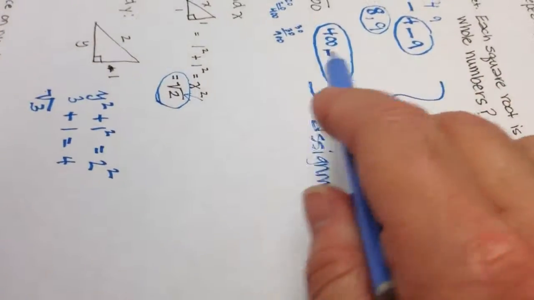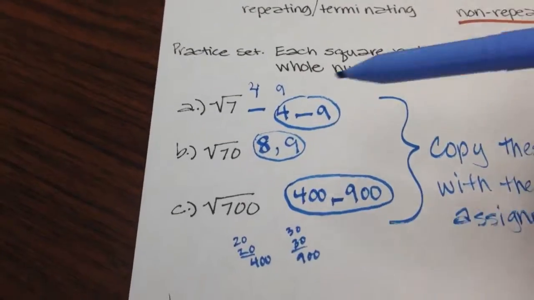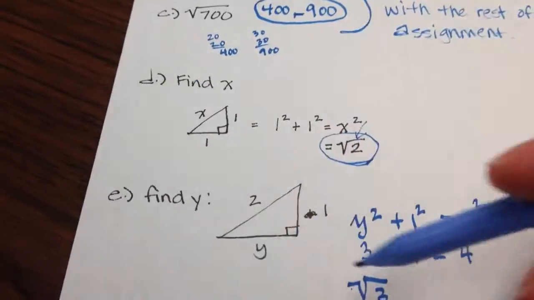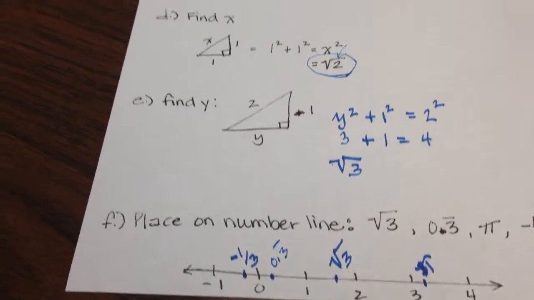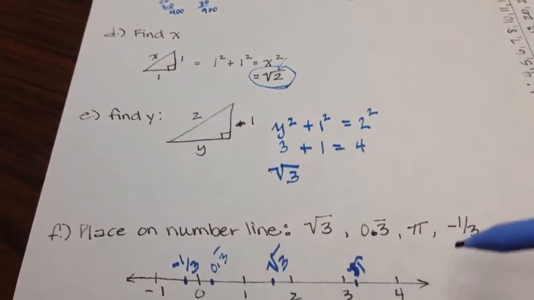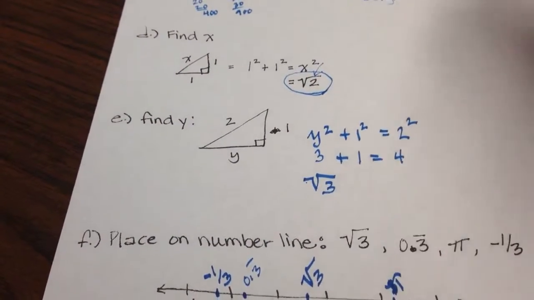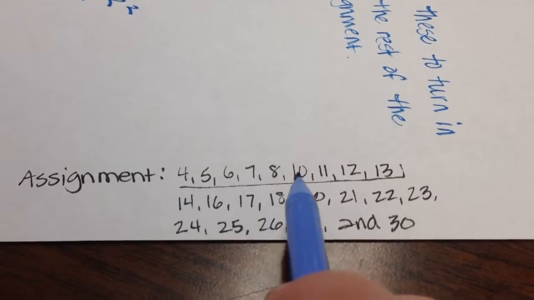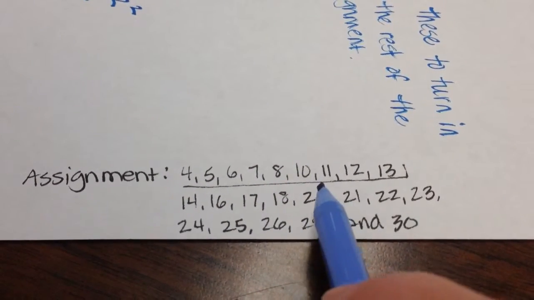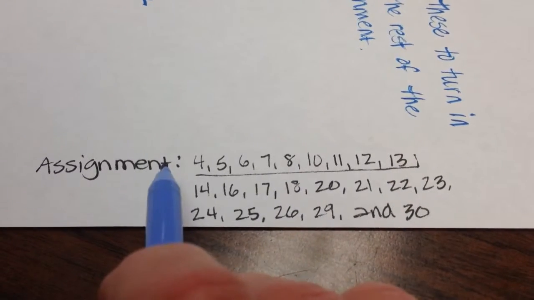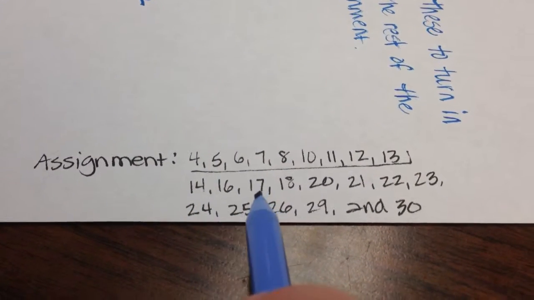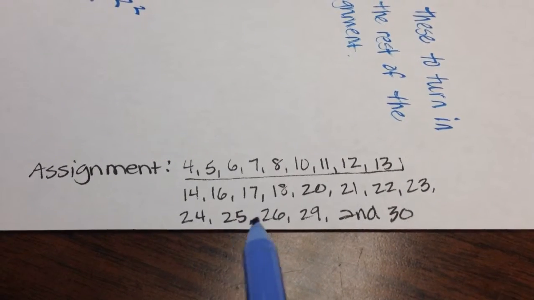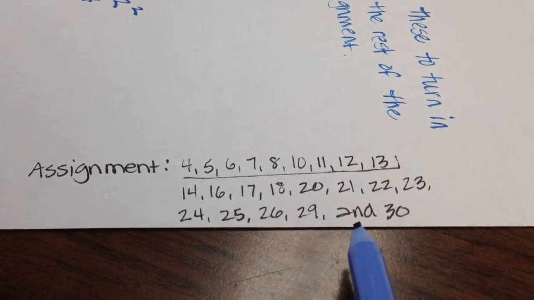Okay, your assignment. You're going to copy those down, so I'm going to be looking for A, B, and C on your paper, D and E, all of those. I want you to copy all, ooh, and F. All of that we just did, put on your paper. Then you're going to do 4, 5, 6, 7, 8, 9, 10, 11, 12, 13, have that done before class. Then 14, 16, 17, 18, 20, 21, 22, 23, 24, 25, 26, 29, and 30.